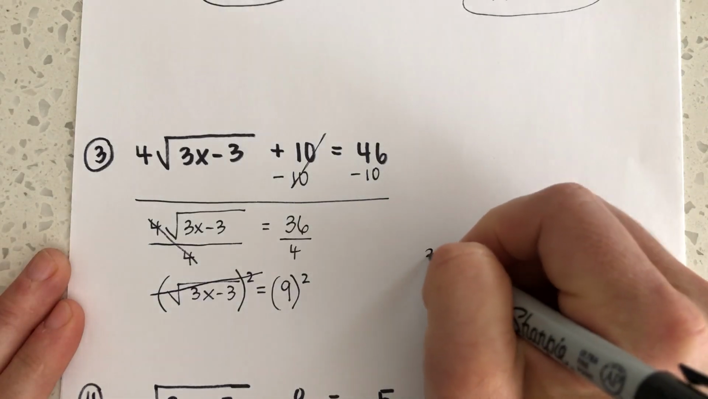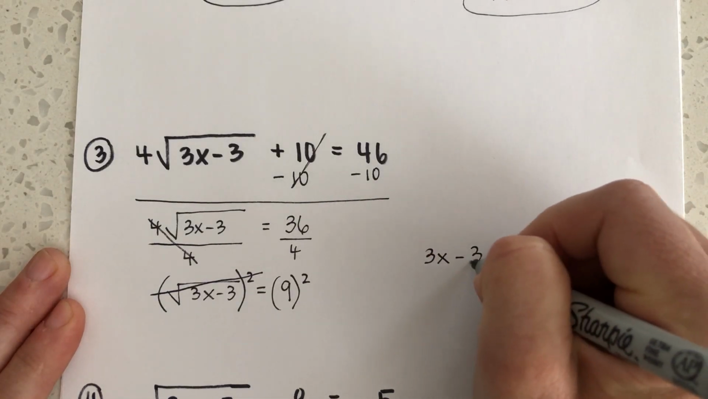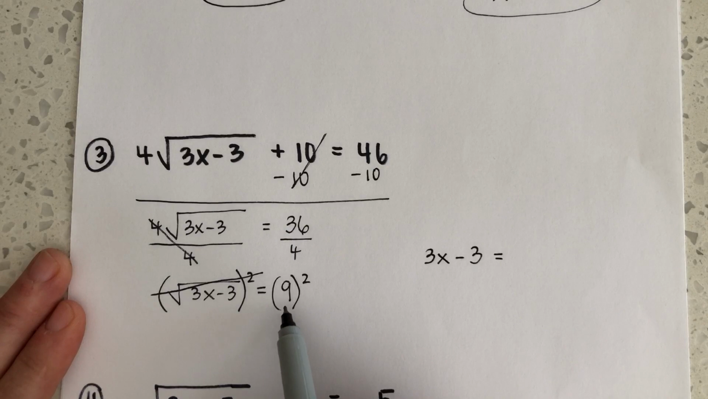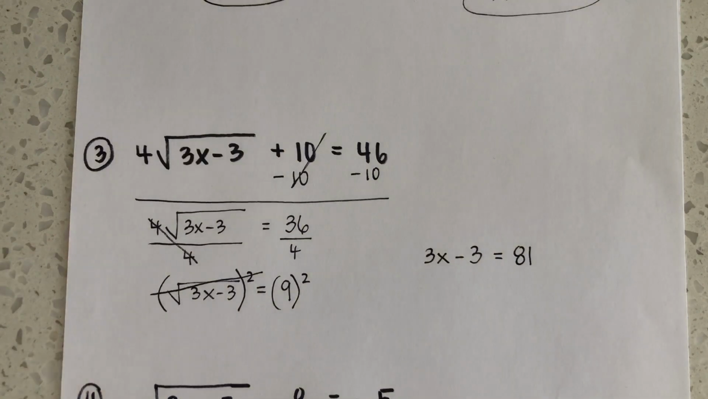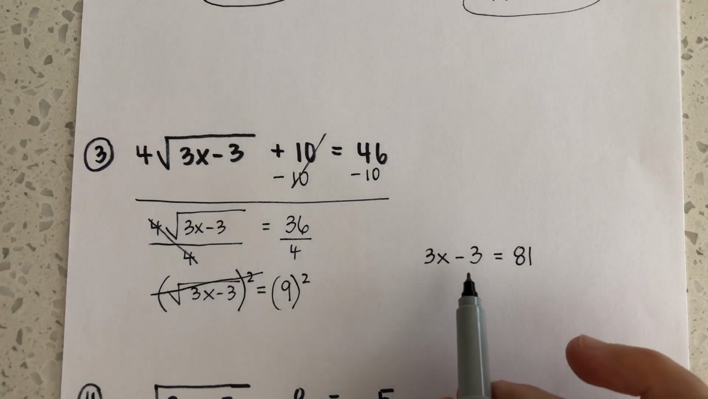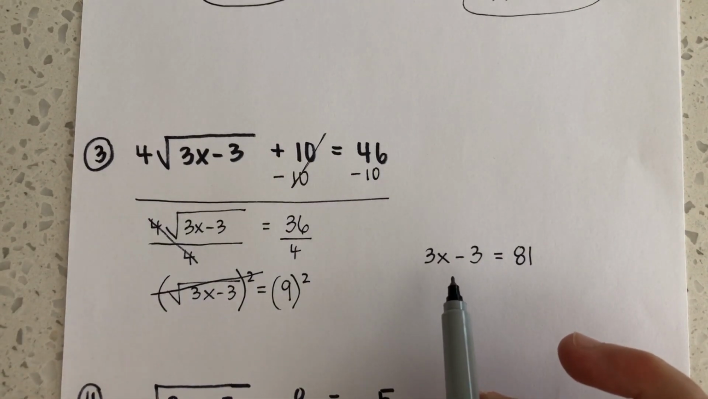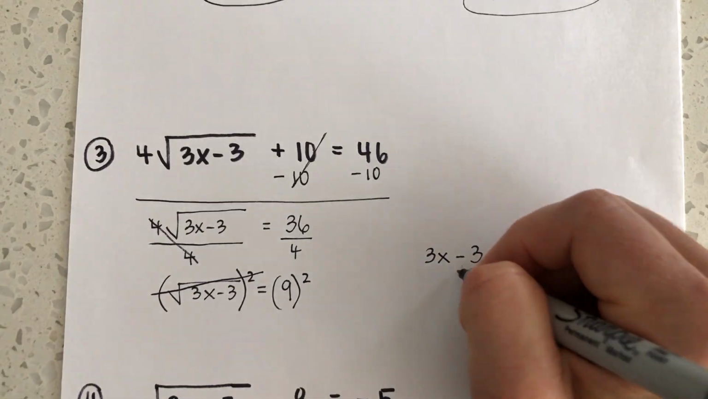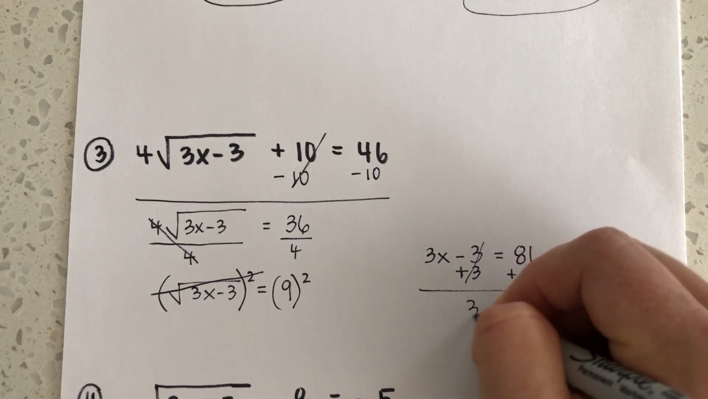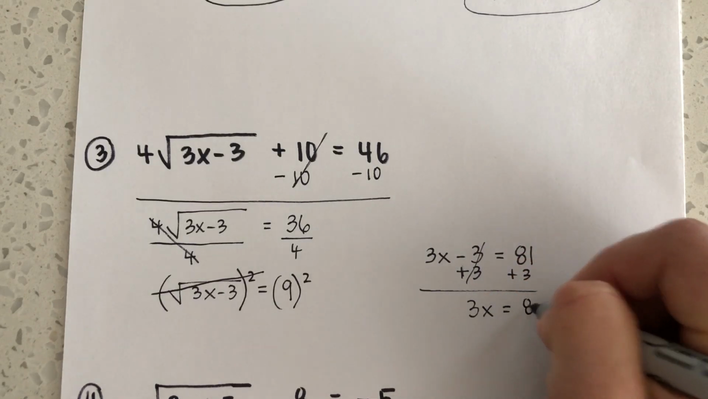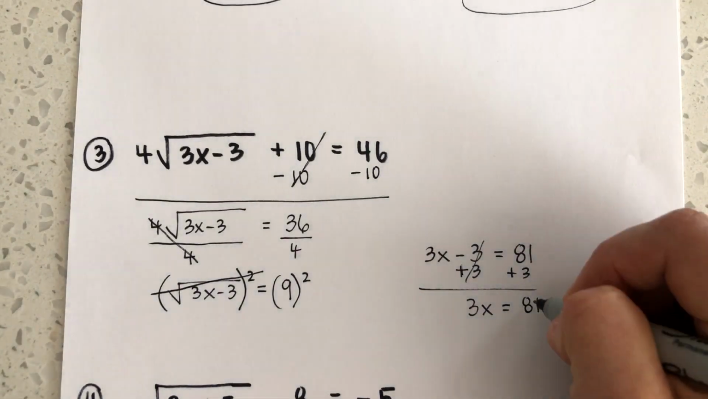Let me go over here. 3x minus 3. And now that's going to equal, what's 9 squared? 81. Okay? All right, now you're back to solving just a normal equation. Now you can solve for x. So add 3. And you're going to get 3x equals, I'm sorry, 84.